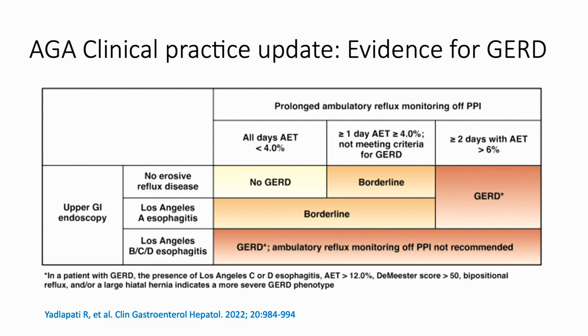This now leaves the area of esophagitis Los Angeles A with either normal esophageal exposure or abnormal exposure on one of the 2 days, as well as patients with non-erosive disease but abnormal exposure time on one of the 2 days, as the groups of borderline evidence for GERD, in which the other characteristics of reflux episodes might help to provide answers.